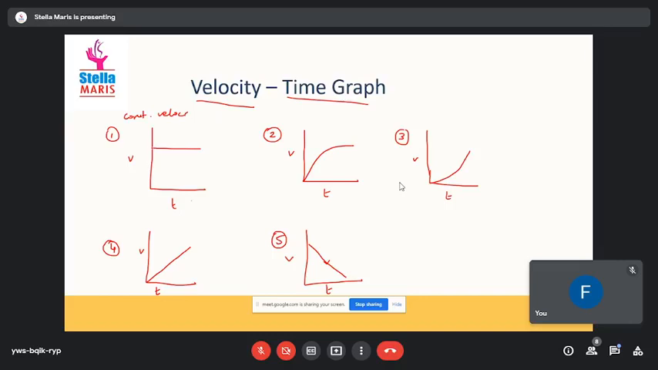Because there is a velocity value here, let's say V naught, and it is constant for the entire time interval, 0 to something seconds. So what about the second graph? Look at the slope. This is the slope, right? Does it increase with time or does it decrease with time?